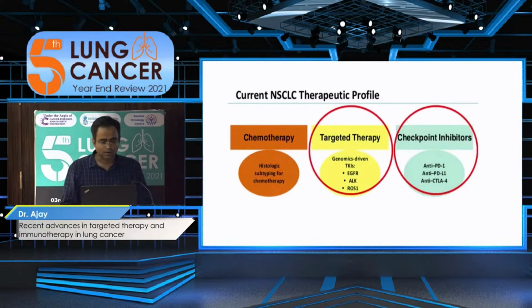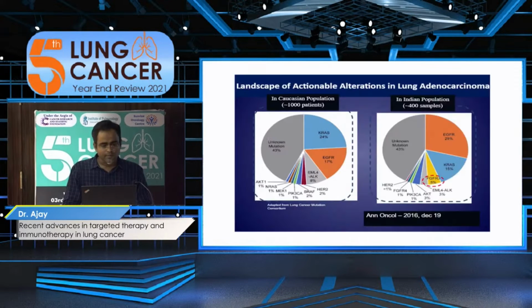Similarly, if you come to the treatment profile of lung cancer, initially, just based on the histology, whether it's small cell or non-small cell, we were giving conventional chemotherapy. Now in the last decade, we are aware of multiple targets. So our treatment has changed from conventional chemotherapy to either targeted therapy or immunotherapy. So why did we shift from chemotherapy to immunotherapy and targeted therapy?